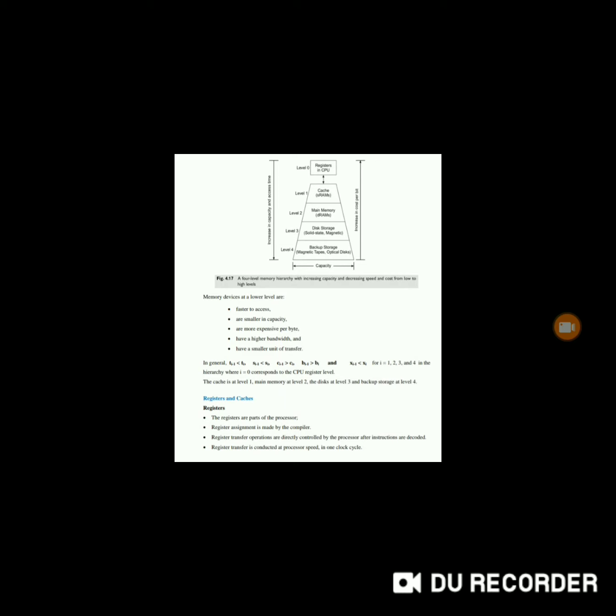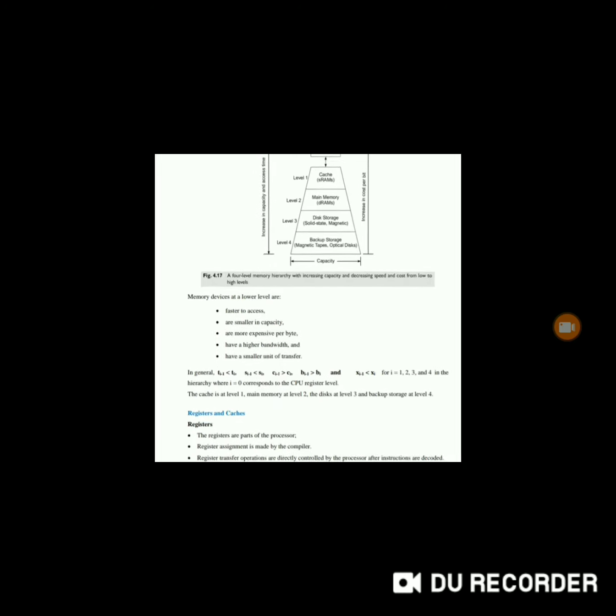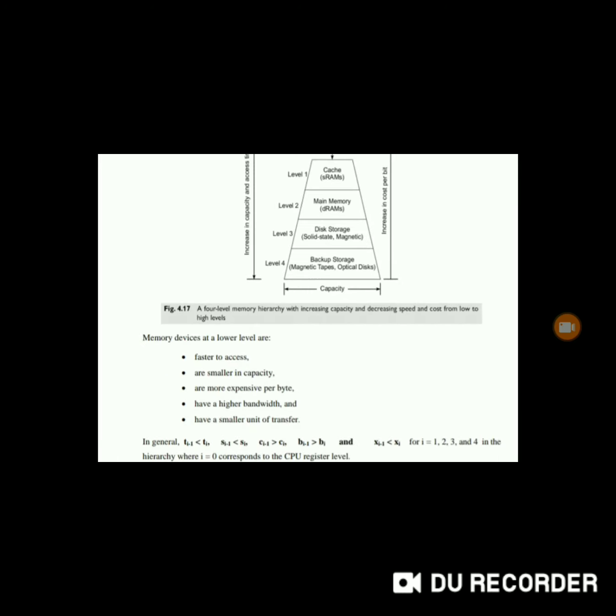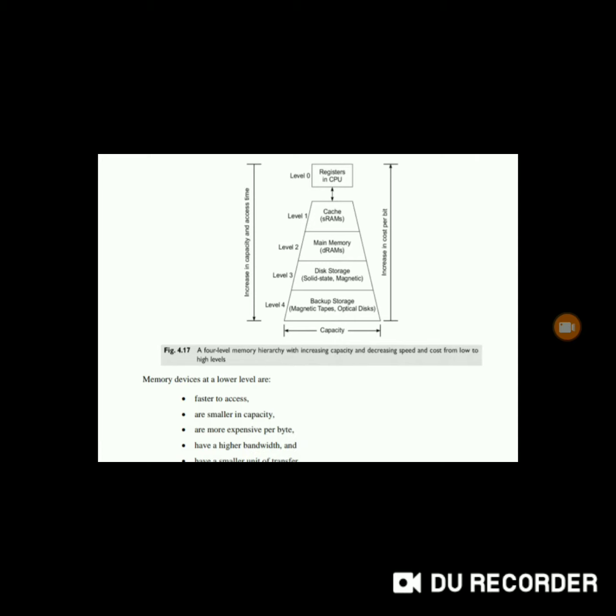So this is an image you can see here, which represents the registers in CPU, caches in RAM, main memory in RAMs, disk storage, backup storage. So these are some levels, starting from level 0 to level 4, that is from registers to backup storage. That we'll study in detail.